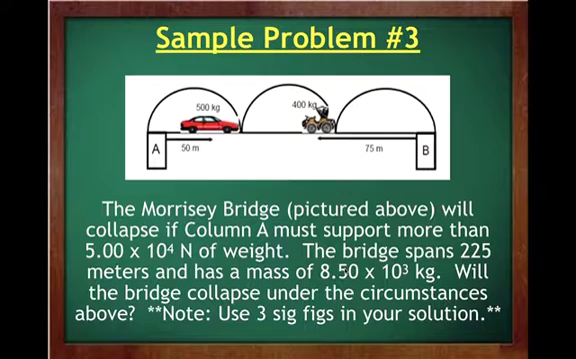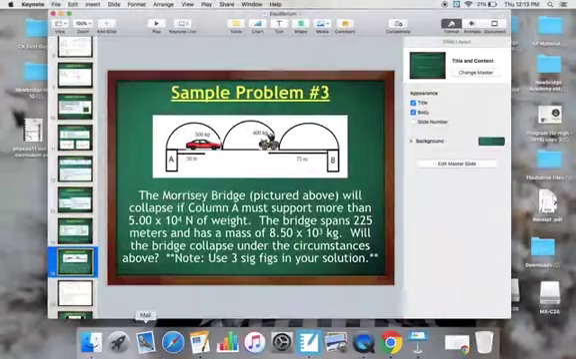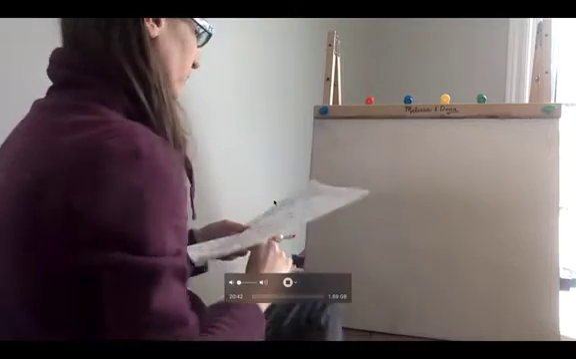Okay, so the thing that we're interested in is obviously finding what weight is happening on this column. So if we can figure out what's the weight that column A is supporting, and then compare it to this 5.00 times 10 to the 4, we can get our solution that way, okay? So let's take a look at how we would set this up in a simpler manner.